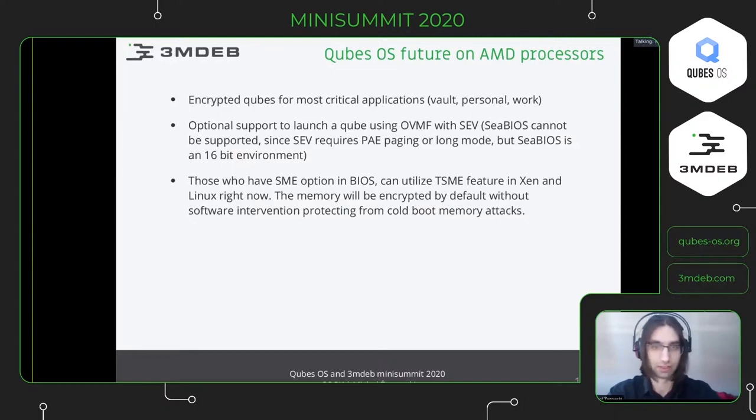Those who already have the secure memory encryption option in BIOS can utilize the transparent SME feature in Zen and Linux right now, because you just need to enable this BIOS option and happily enjoy encrypted memory, and be safe from cold boot memory attacks.